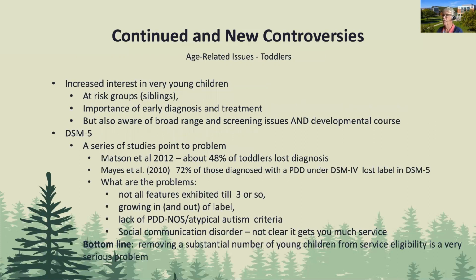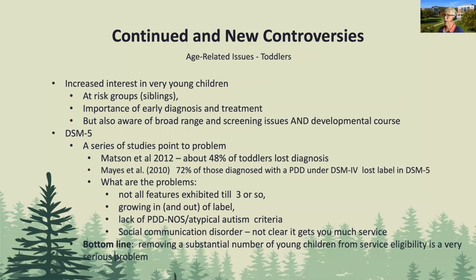Young children present special problems. There's been very strong interest in work on younger children. We now study a lot of at-risk groups, especially siblings who are at known risk for having autism. We know that early diagnosis and treatment can make a major difference. And we also are aware there's a broad range of issues in terms of autism, and there's screening issues as well as developmental course issues.